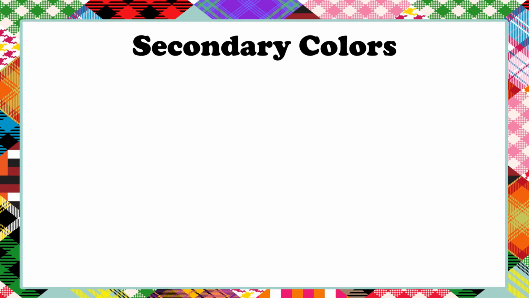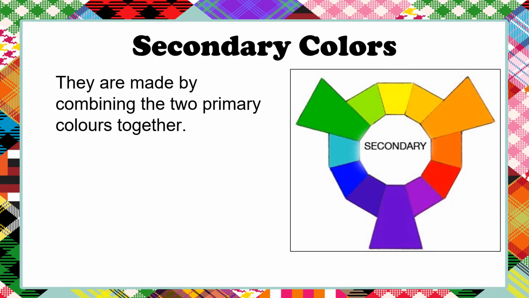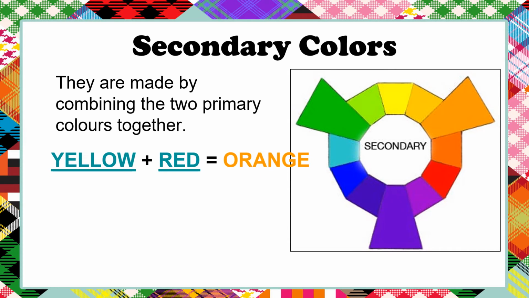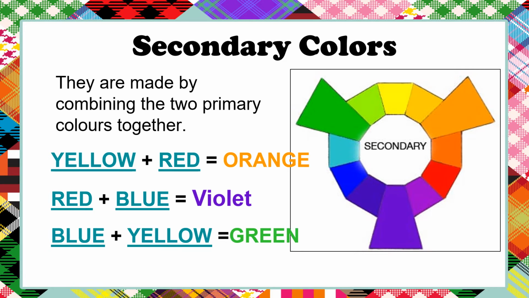What are secondary colors? They are made by combining two primary colors together, and those colors are beside each other. Yellow added to red gives you orange. Red added to blue gives you violet or purple. Blue added to yellow gives you green. And those are the secondary colors.